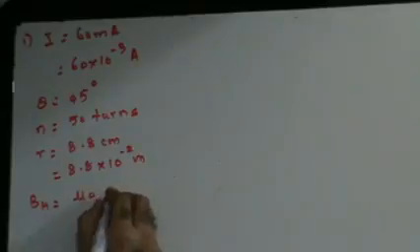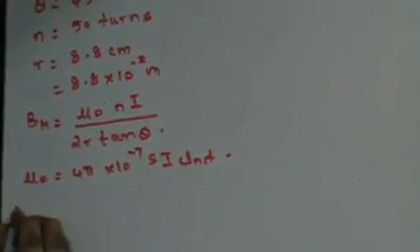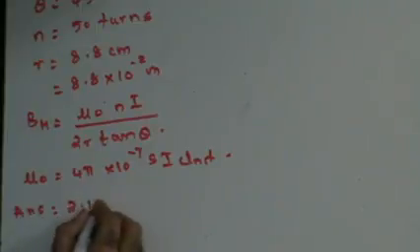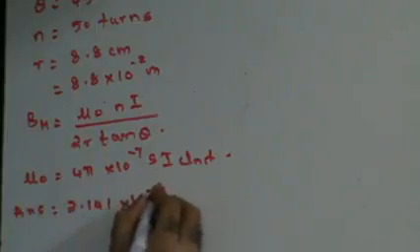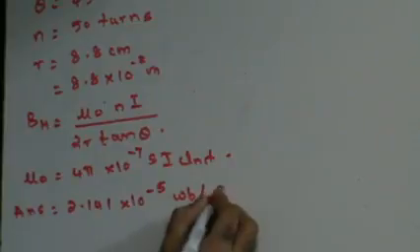Horizontal component of Earth's magnetic field, BH equals mu 0 N I upon 2r tan theta. This is from your tangent galvanometer, where mu 0 is the permeability of free space, equal to 4 pi into 10 raised to minus 7 SI units. N, I, R and theta are also known, so you should be able to get the value. Straightforward multiplication. The answer should be 2.141 into 10 raised to minus 5 Webers per meter square.